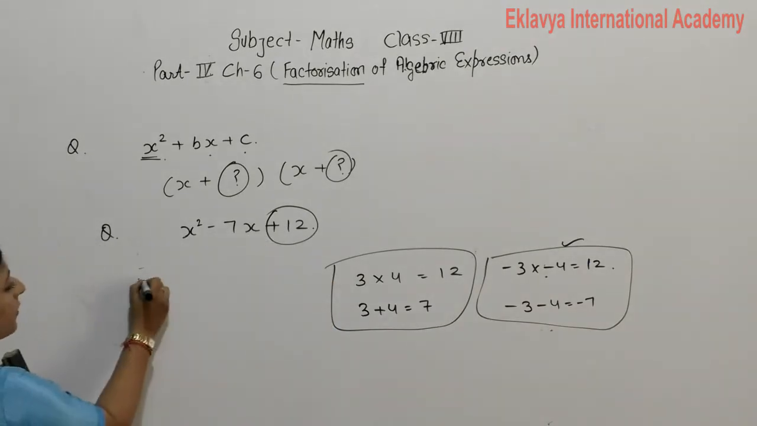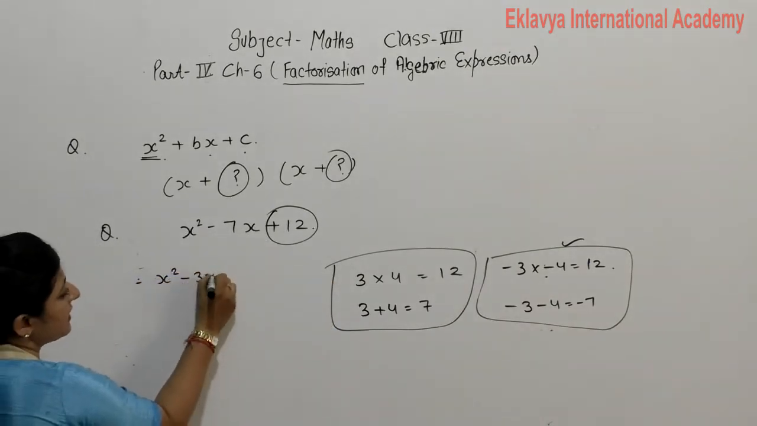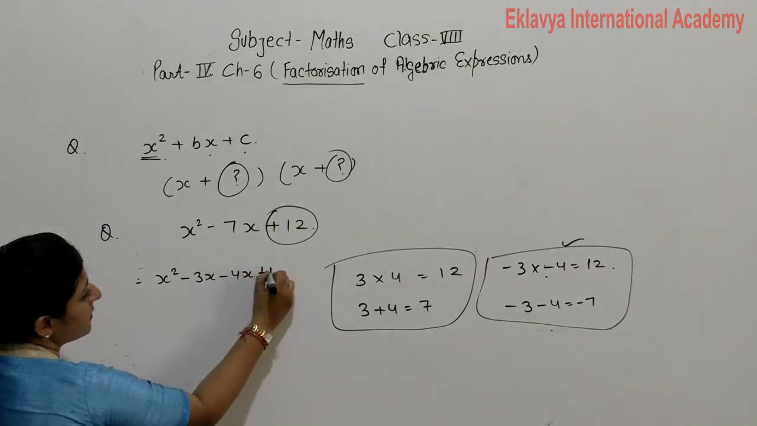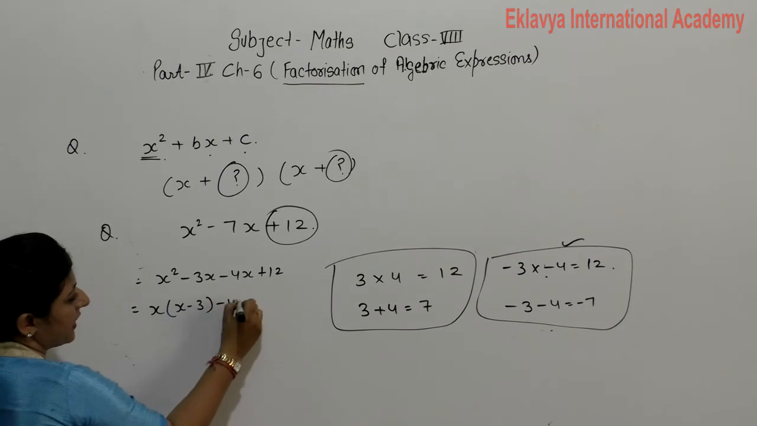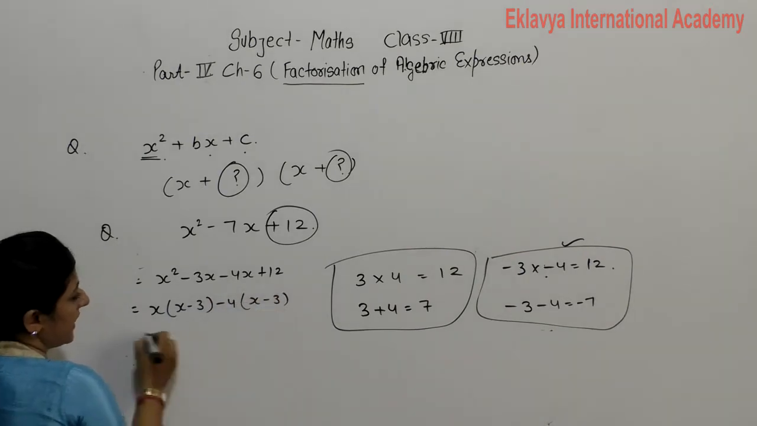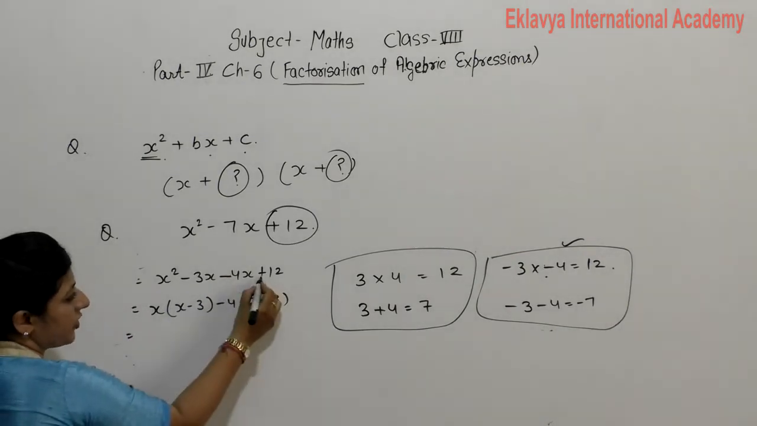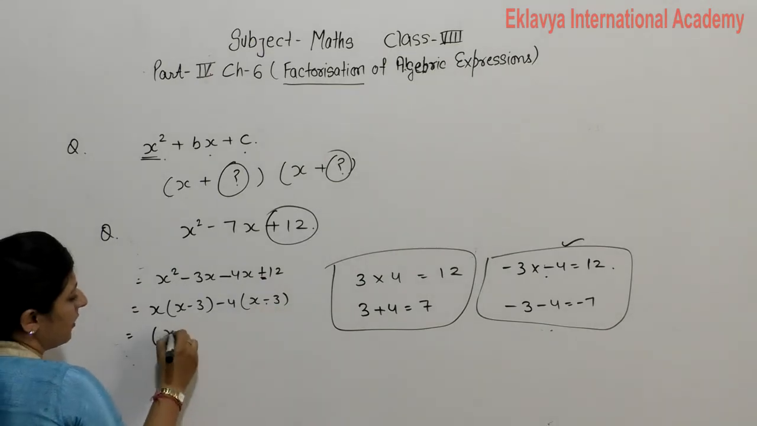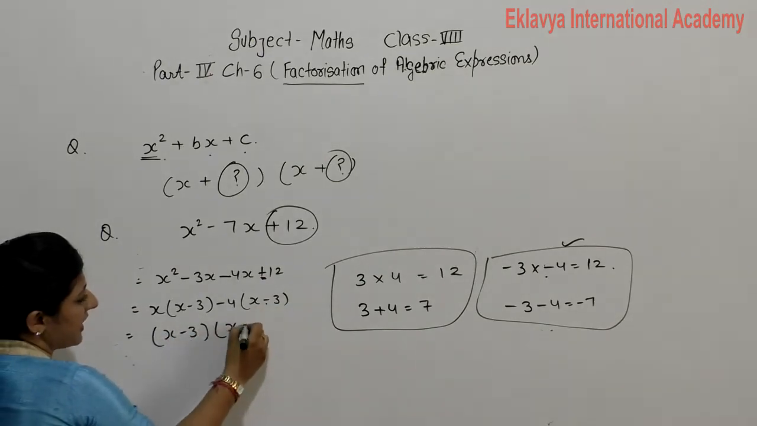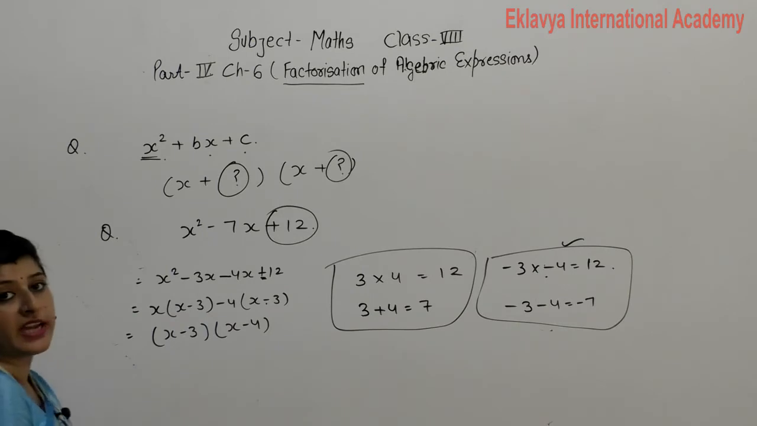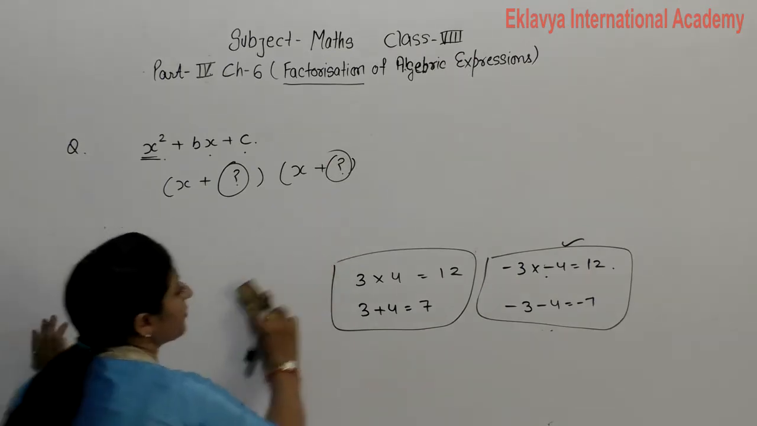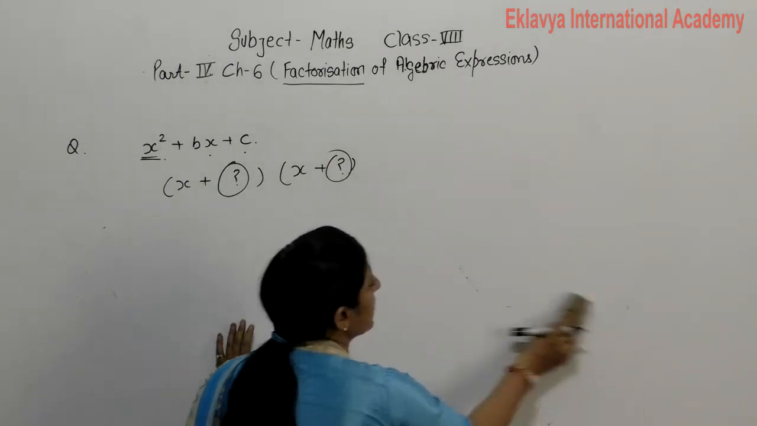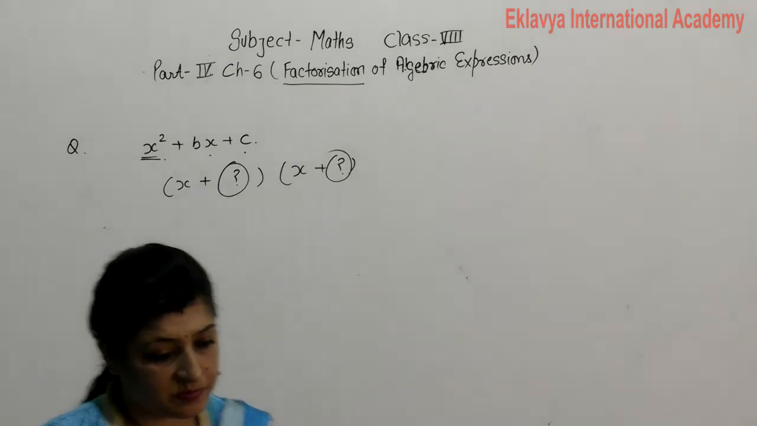It means we write down x square minus 3x minus 4x plus 12. x common, x minus 3 minus 4, x minus 3. You take minus on common, then this plus changes into minus. Then your answer is x minus 3 into x minus 4. Okay, now see the next type of question when your c is negative.